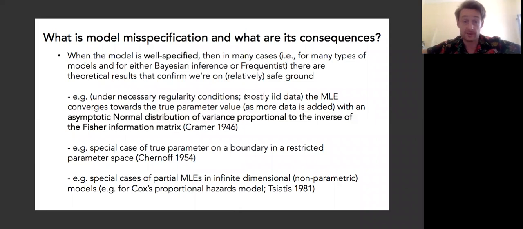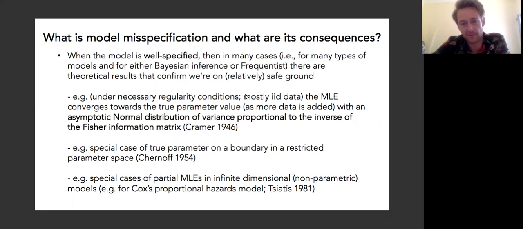In the former case, when the model is well specified, then whether we're doing Bayesian inference or more frequentist, maximum likelihood style inference, there are a lot of theoretical results that confirm we're on relatively safe ground in the way these things are used. In particular, for sufficiently well-behaved models, the maximum likelihood estimator converges towards the true parameter value as more and more data is added. And it's even better than that, in the sense that we also know that the maximum likelihood estimator is asymptotically normally distributed, and the variance of that is proportional to the inverse of the Fisher information matrix.